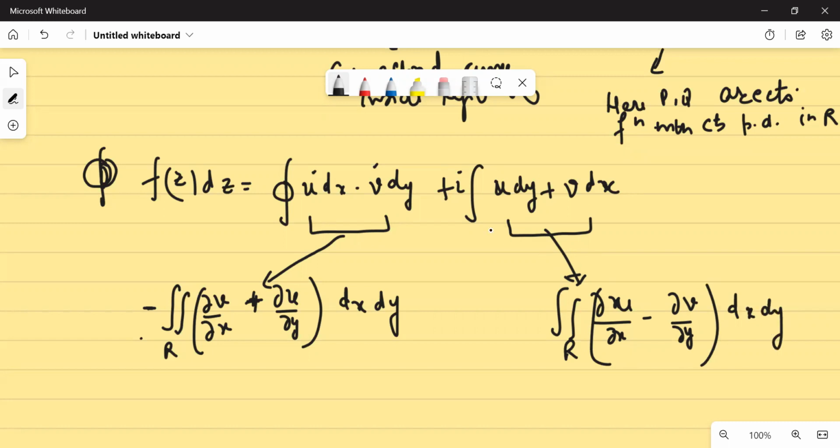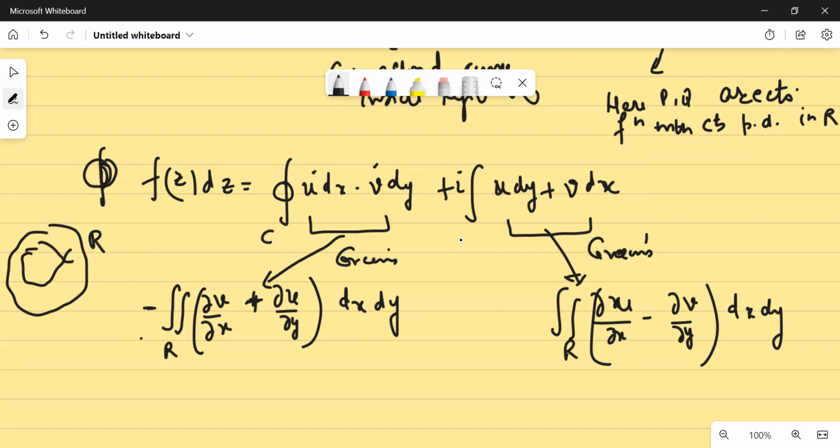So understand, we have applied Green's theorem here and here. That is, if I am in a region R and I'm making a closed curve C inside this region R, then this line integral over the closed curve C would eventually become a double integral using Green's theorem, and this double integral will be like this. Understand my point.